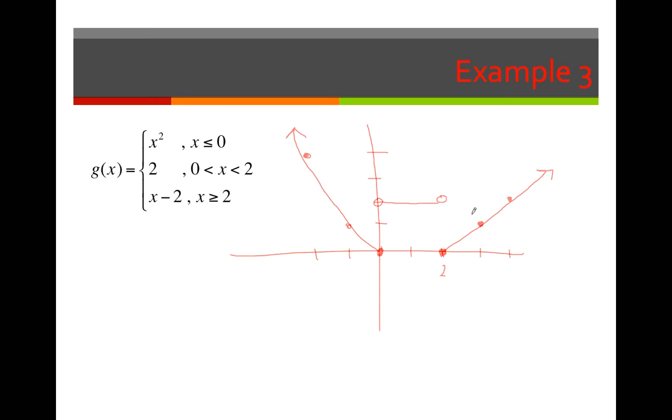Now I could ask a few other questions here. I could say, what is g of 3? Well, I don't just randomly plug it into anything that I so choose. I say, okay, well, 3 only exists in this interval, and therefore I'm going to use this function. So g of 3 is equal to 3 minus 2, which is 1. So we should have the point 3, comma 1 on our graph, and yes, we do. It's right there, 3, comma 1.